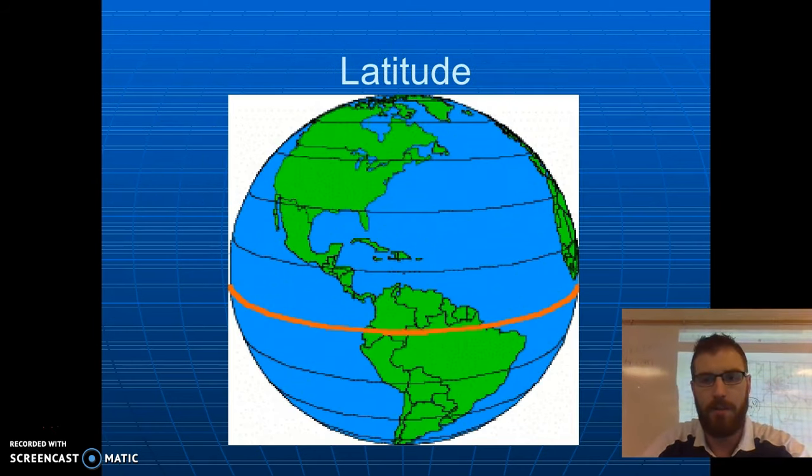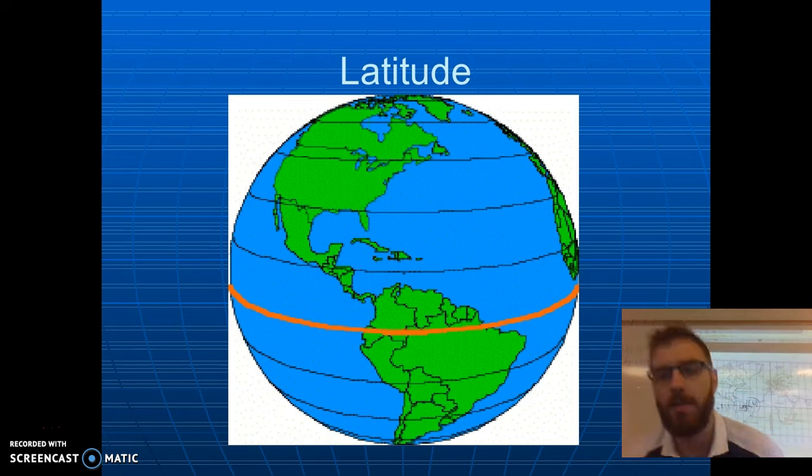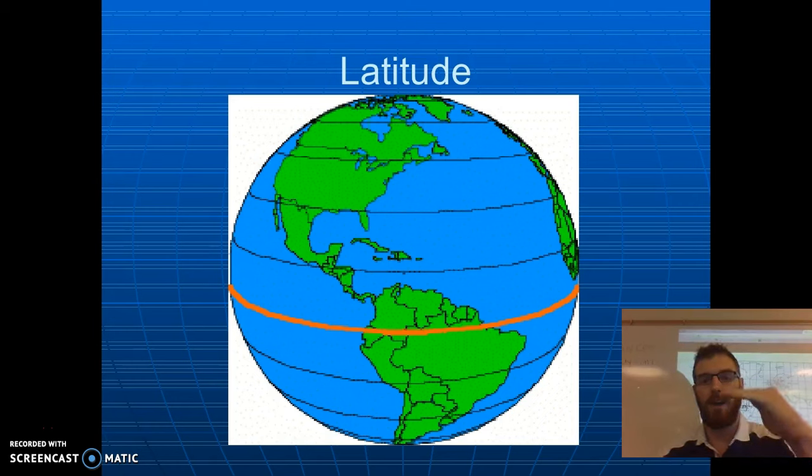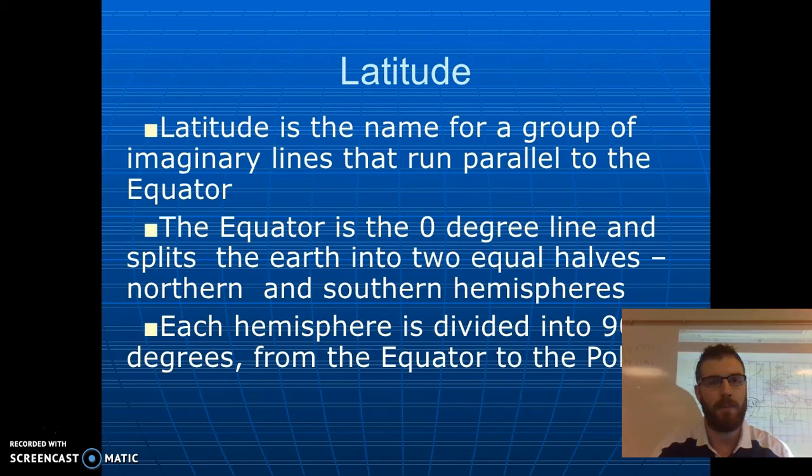So we'll start off with latitude. One of the ways that I remember latitude is that latitude kind of rhymes with flat. So the flat lines that scale up and down the planet are the lines of latitude. Latitude is a name for a group of imaginary lines that run parallel to the equator. Running parallel means that they will never intersect each other.